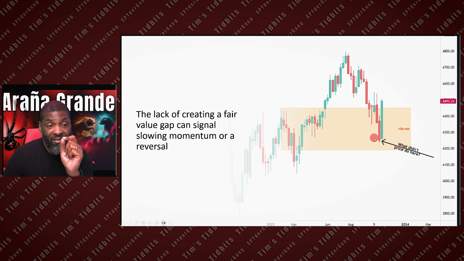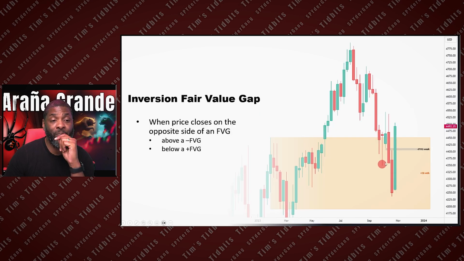It's respecting the order block, but it did one other thing when it comes to fair value gaps. It introduced what we like to call an inversion fair value gap right here, right? The inversion fair value gap is when price closes on the opposite side of a fair value gap. On the opposite side of an FVG, right? That's what FVG stands for, fair value gap. On the opposite side of an FVG, right?